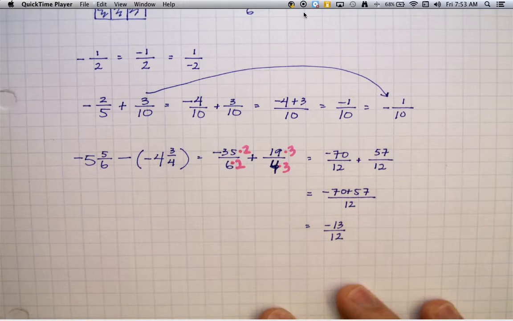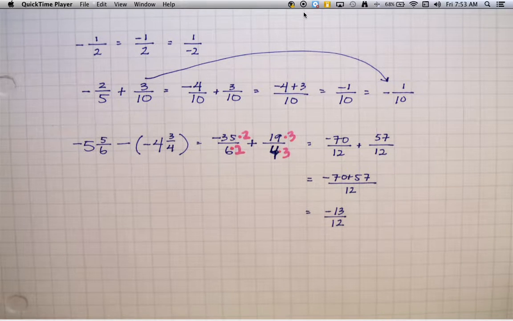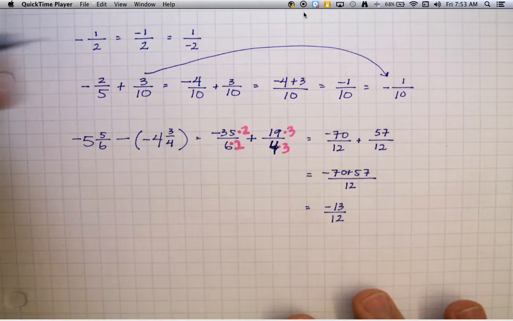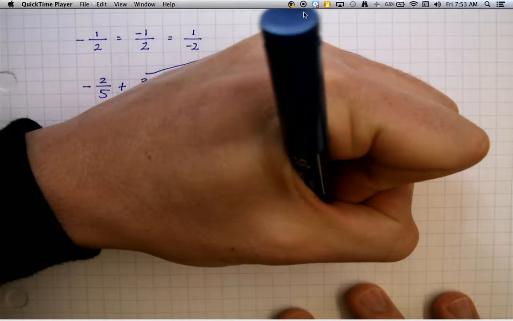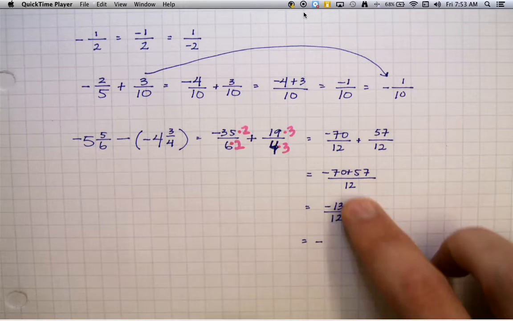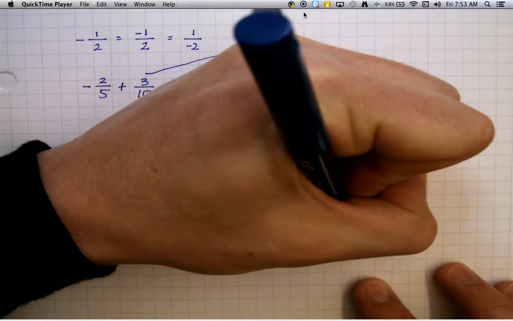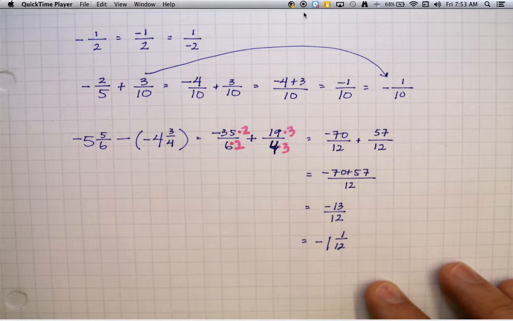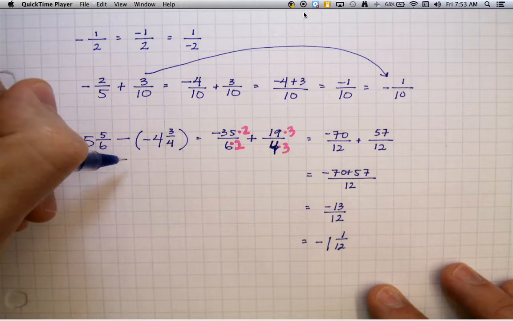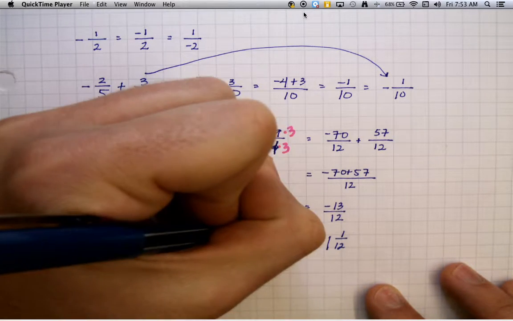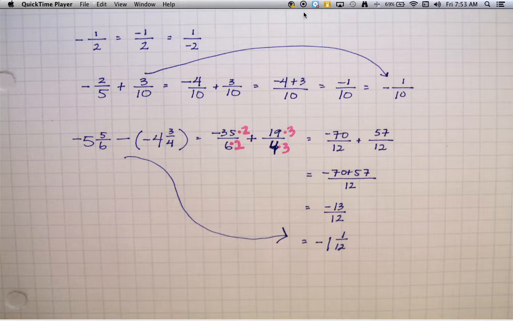If it is in fact negative 13/12, I could go one extra step, put this back to a mixed number. I know the whole thing's going to be negative. 12 goes into 13 once with 1 left over. So that is negative 1 1/12. What a journey that was from here all the way down to there. But you've got the video. You can pause, rewind, hear my steps again.